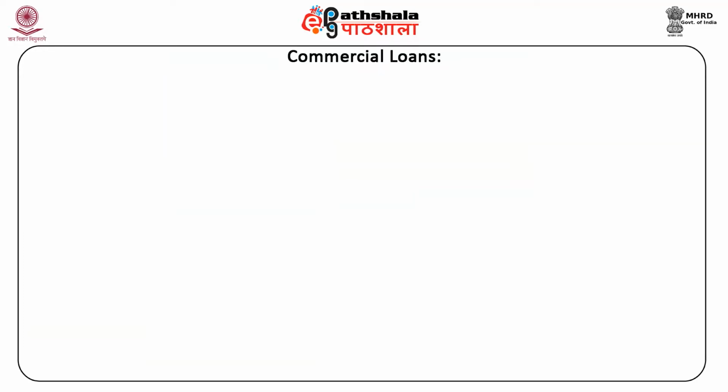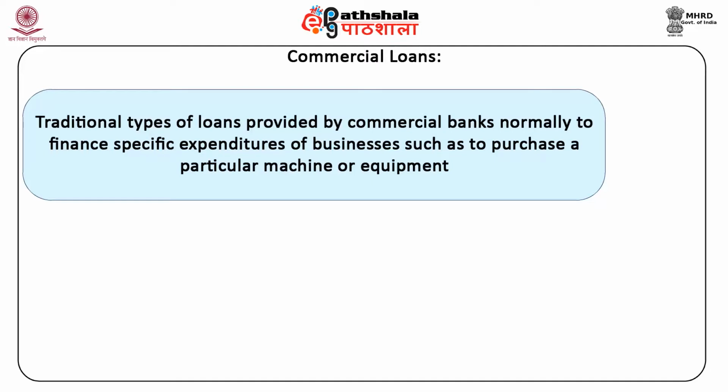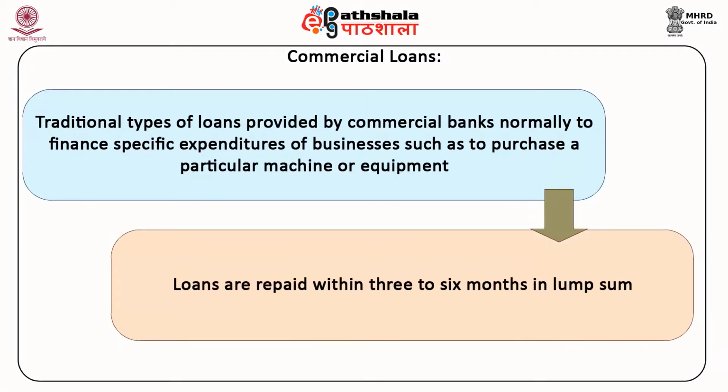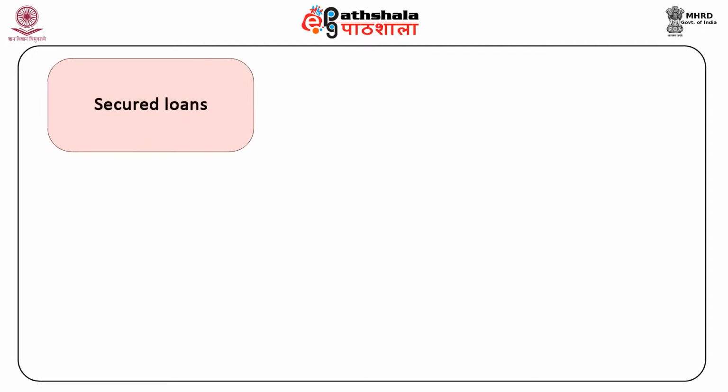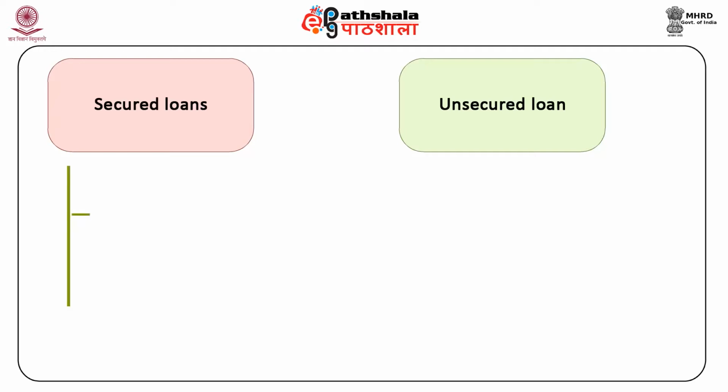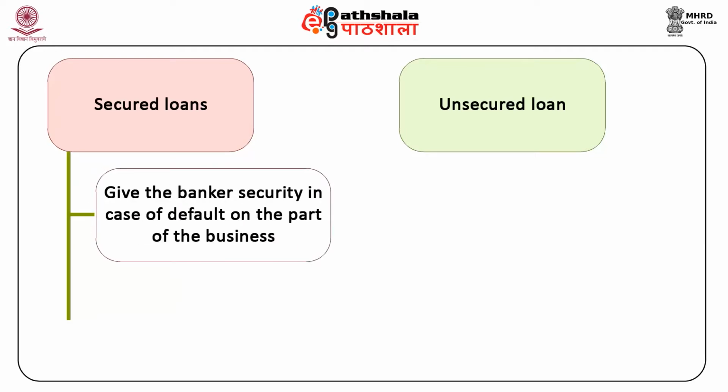Commercial loans are the traditional types of loans provided by commercial banks normally to finance specific expenditures of businesses, such as to purchase a particular machine or equipment. These loans are repaid within 3 to 6 months in lump sum. Commercial loans could be secured as well as unsecured. Secured loans give the banker security in case of default on the part of business, but they are difficult to administer.